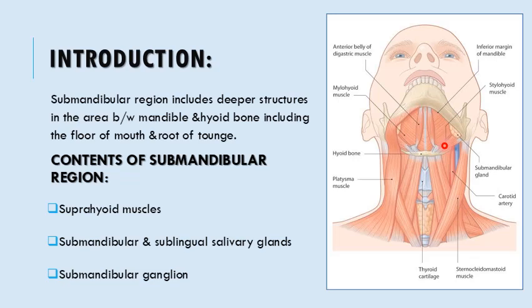Submandibular region contains suprahyoid muscles, submandibular and sublingual glands, and submandibular ganglion. In this diagram you can see these suprahyoid muscles and submandibular gland. Suprahyoid muscles already discussed with you. Today we will study or discuss the submandibular and sublingual salivary glands as well as the submandibular ganglion.